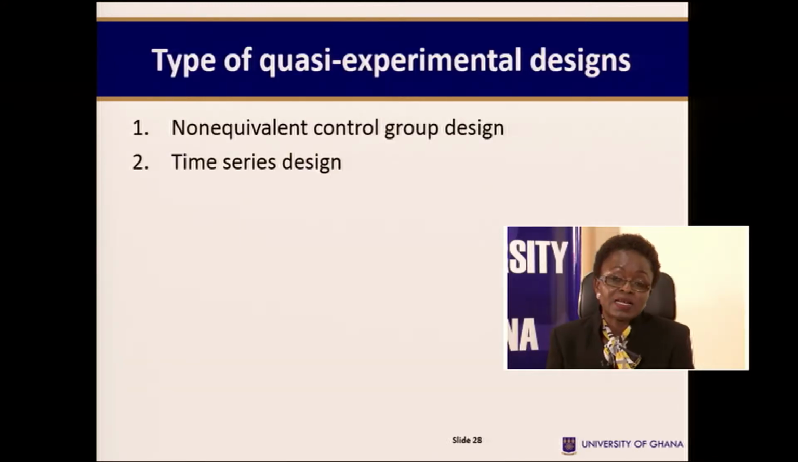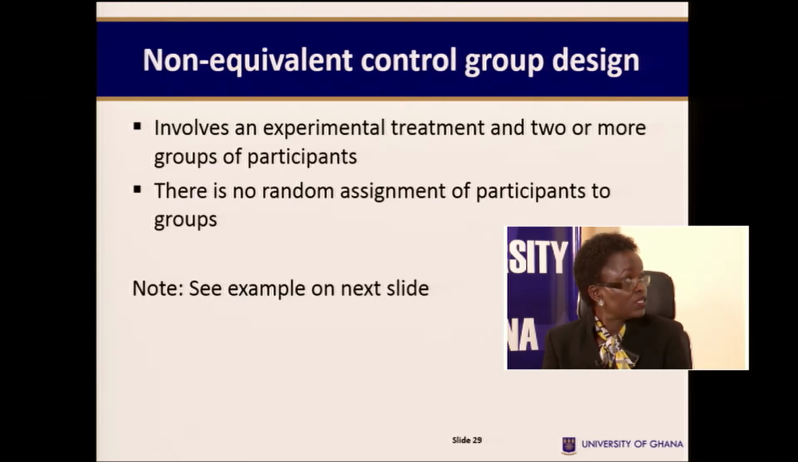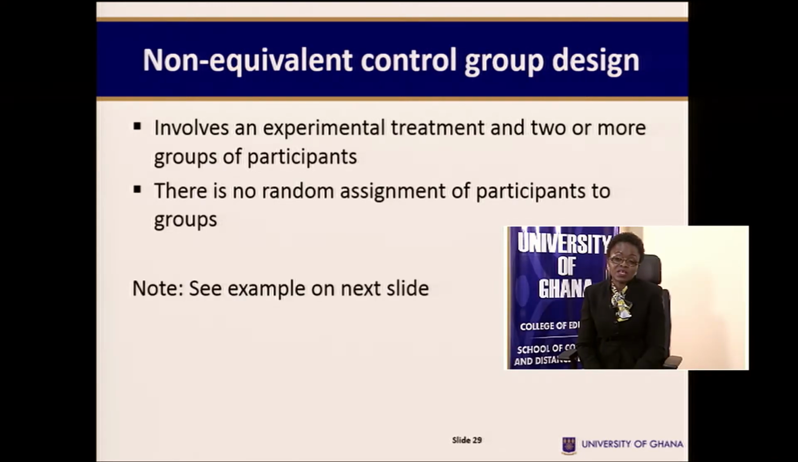Types of quasi-experimental designs. We have the non-equivalent control group design, and then the time series design. I will explain each of them. Let's start with the first one, the non-equivalent control group design. This involves an experimental treatment and 2 or more groups of participants.